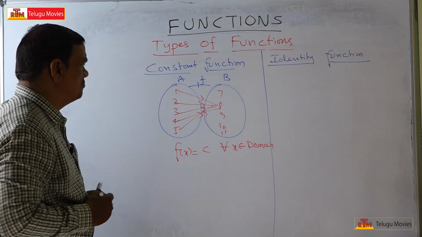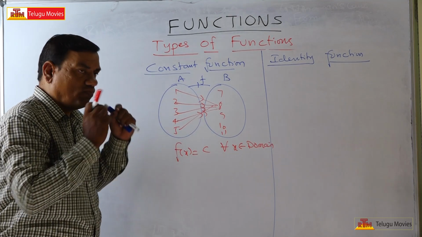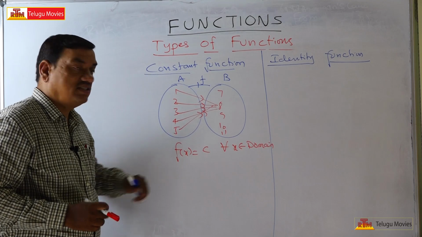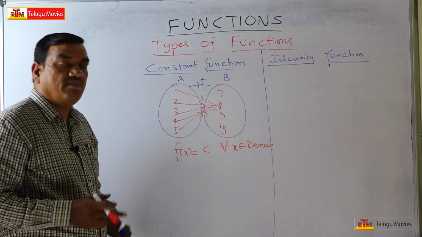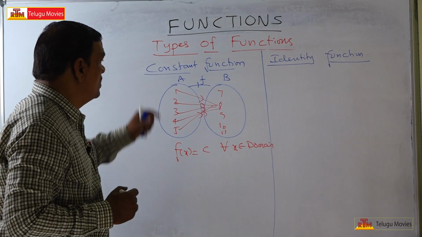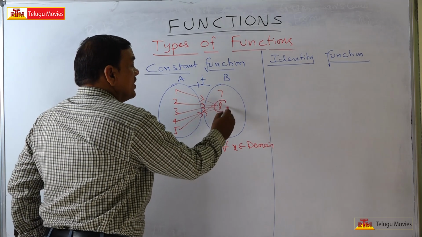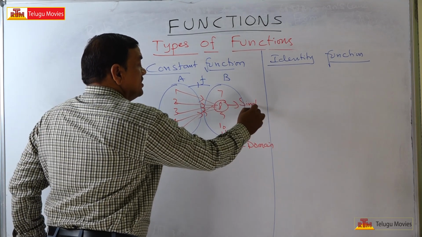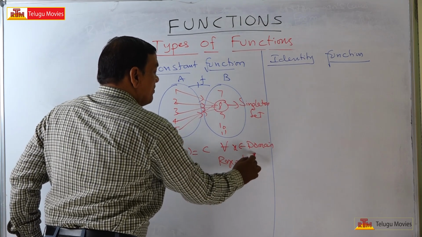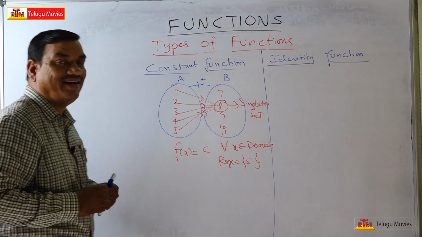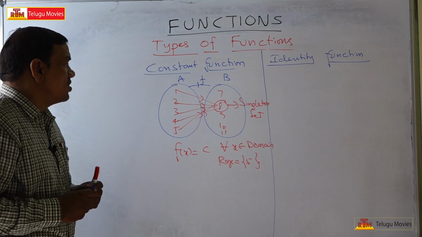For all the elements in the domain, there is one and only one image, that is c. Here c may be 8, maybe 9, maybe 10, maybe 11, but only one image. That is called a constant function. From this we can conclude: what is the range of a constant function? It is a singleton set. In the range you will get only one element, either 5 or 6 or 7, 8, 9, 10, whatever it may be, only one element. So this is called a constant function.